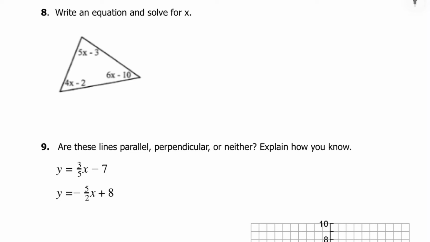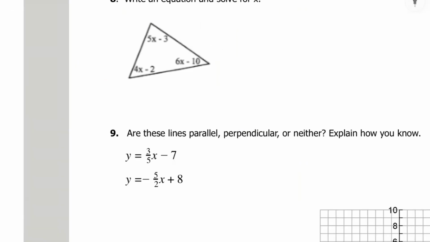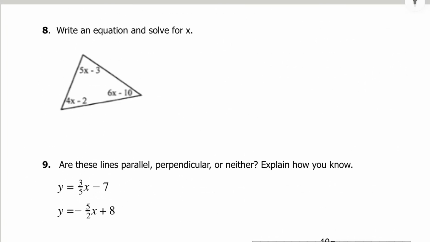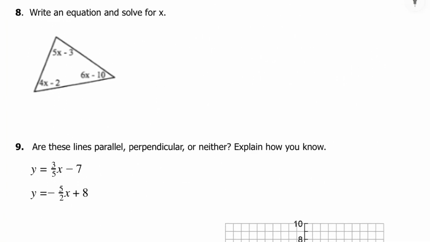Okay, so this video is for questions 8 through 11. So 8 says write an equation and solve for x. Looking below, that is a triangle. We know the angles of a triangle add to 180. So we are adding everything up and then we set it equal to 180.